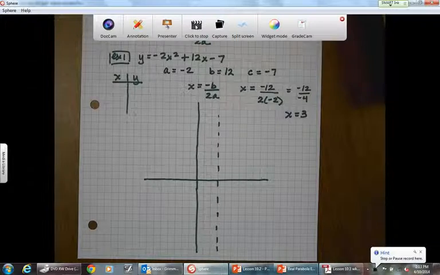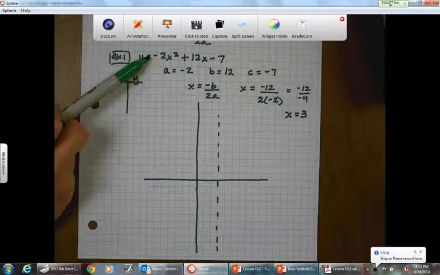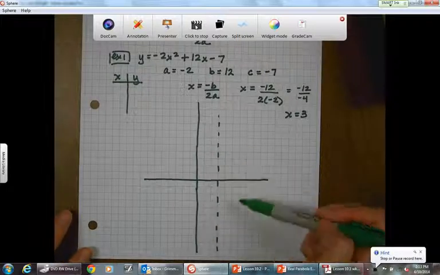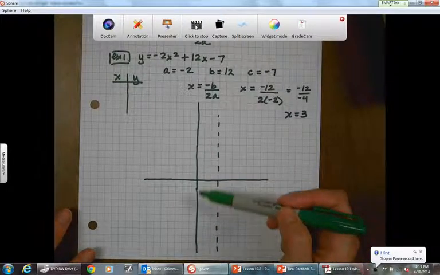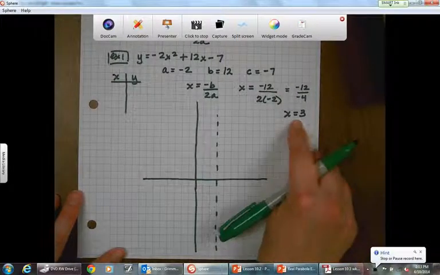Maybe, maybe not. Vertex is on the line, that's what I just said. What about this guy? It'll be facing down. So my parabola is somewhere here, going like this, okay? Now, it might also be helpful to find my vertex. So we're going to use this and find the vertex.